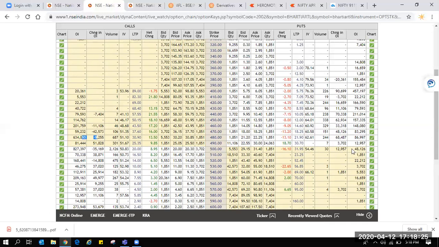Similarly, on the support side, we can see the support which is coming at around this one, 440. So people don't expect Bharti to fall below 440. Second support, sorry, the first support coming at 400. Second support coming at 440. Third support coming at 450 and 460. So if 500 will not be sustained as per the option chain, we can easily see 460 also. Then we can see 450, and then we can see 440. This is how it works. So this is how you can analyze the option chain.